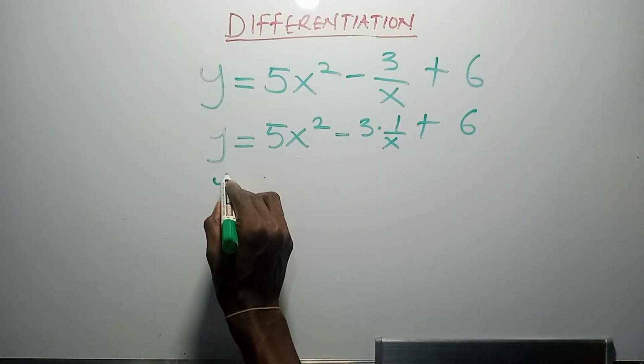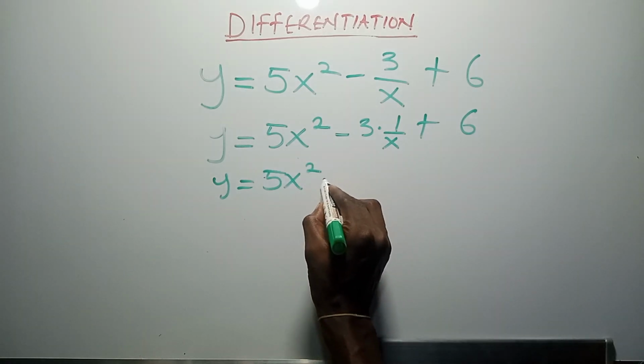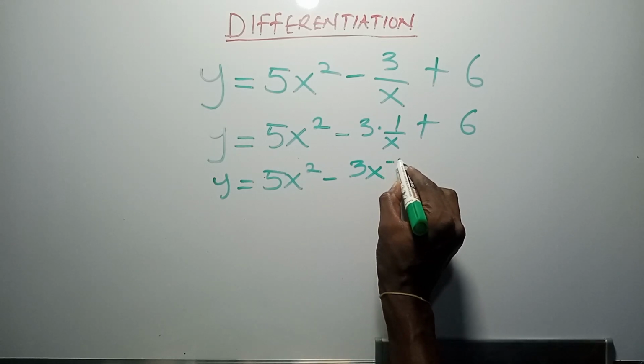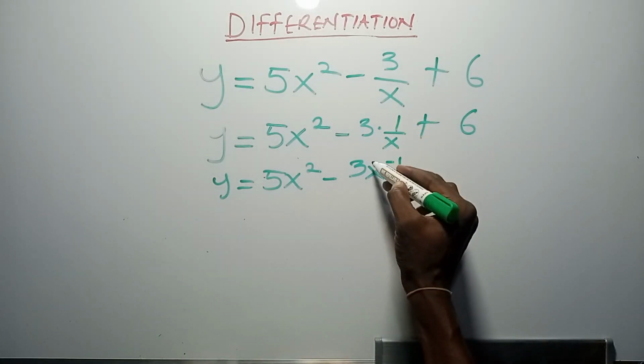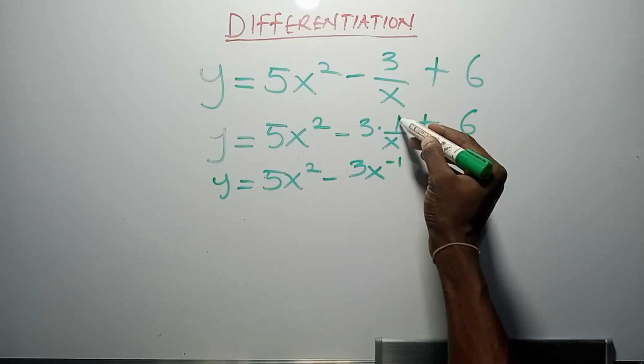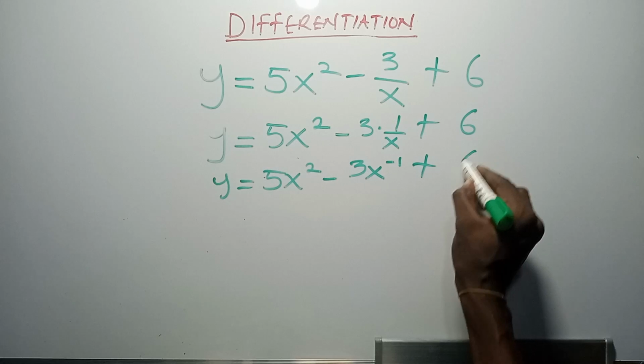So we get that y is equal to 5x squared minus 3x raised to the power of minus 1, because negative index, according to the law of indices, implies reciprocal. So 1 over x is the same thing as x raised to the power of minus 1, plus 6.